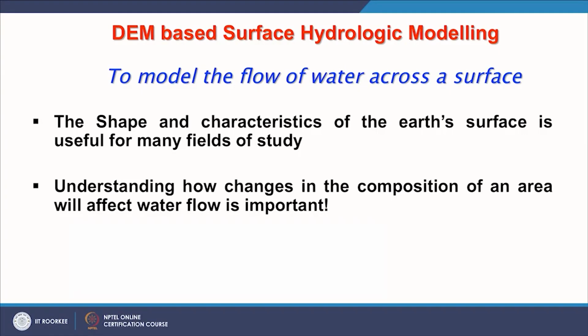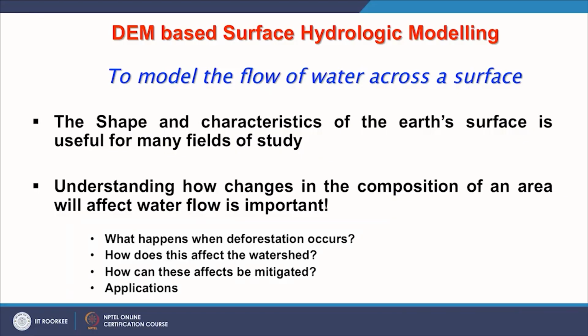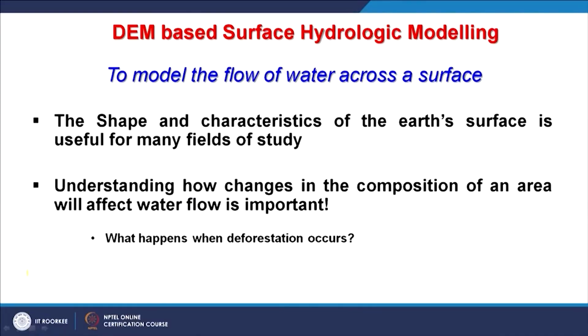So, through this surface hydrologic modeling using the digital elevation model, we can answer certain questions, like what happens when deforestation occurs. The forest creates impediments in the flow of water over a surface. So, if plantation is removed or forest is removed, what would happen?